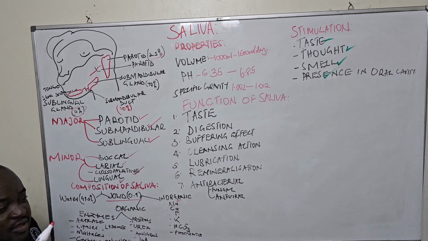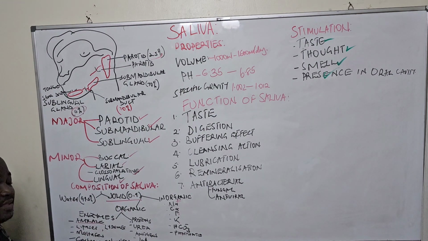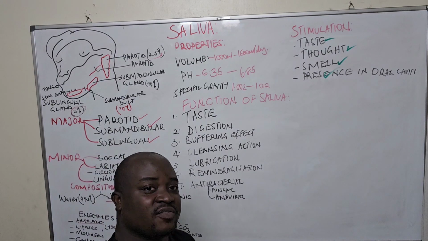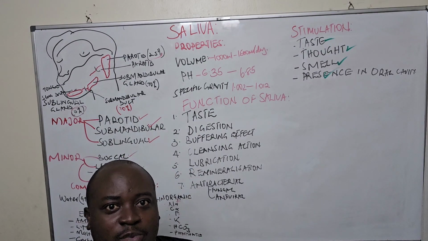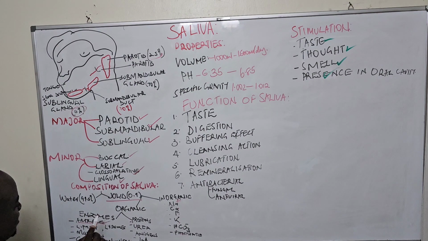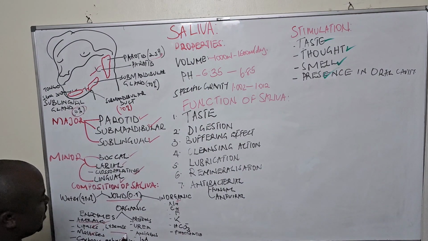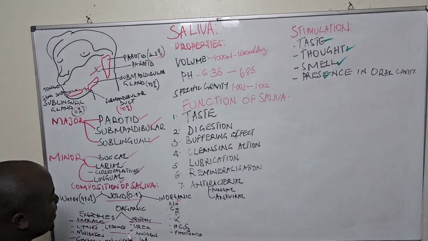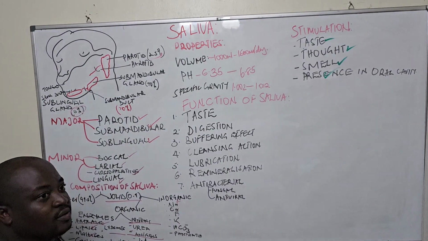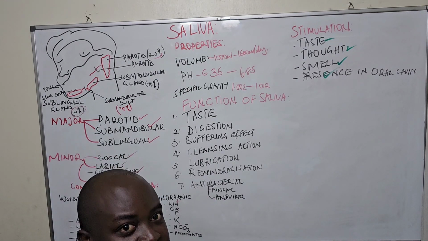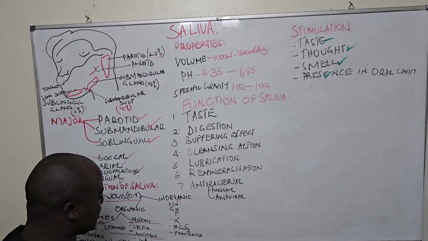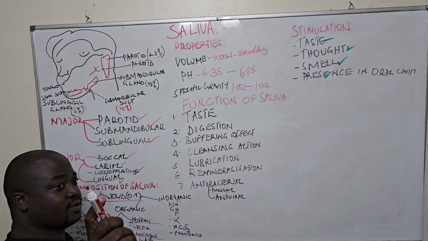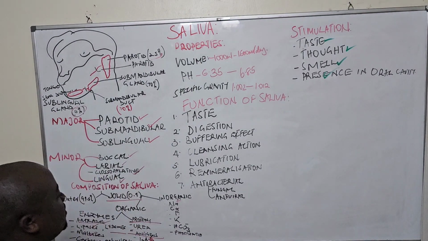We have under the organic part, where we have amylase, the enzymes. You know the importance of amylase in the digestion of carbohydrates. We have amylase, we have lipase, we have maltase, we have carbonic anhydrase, we have lysozymes here, we have proteins, we have urea, we have antibodies, IgA. Objective questions can come here. IgA, remember, it is in what? In saliva.